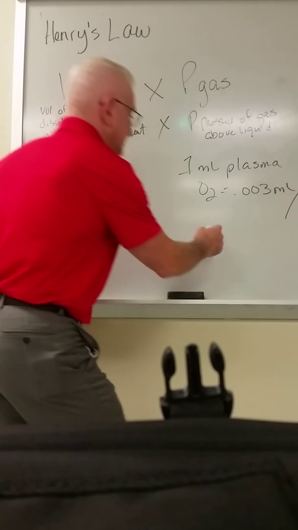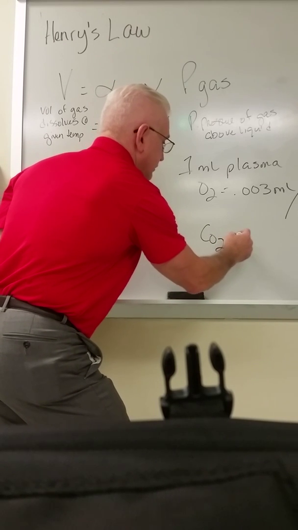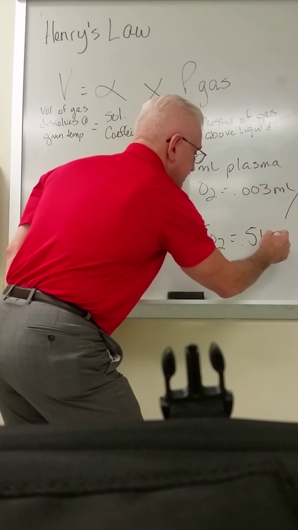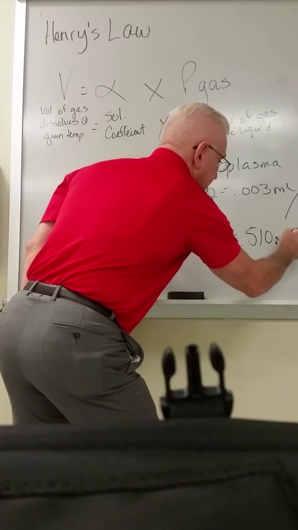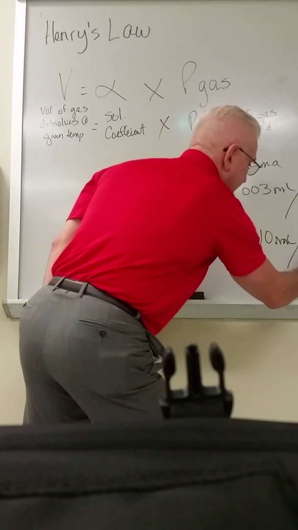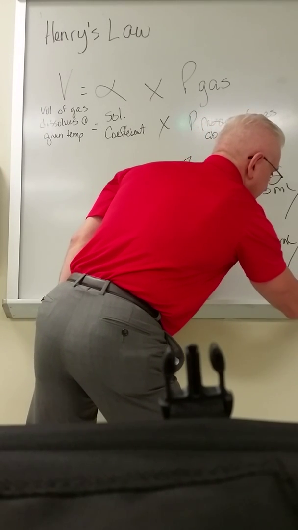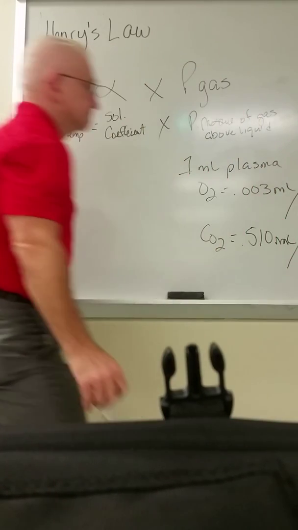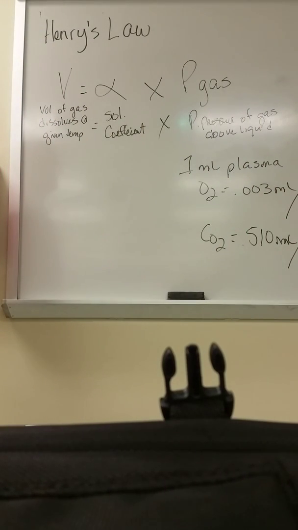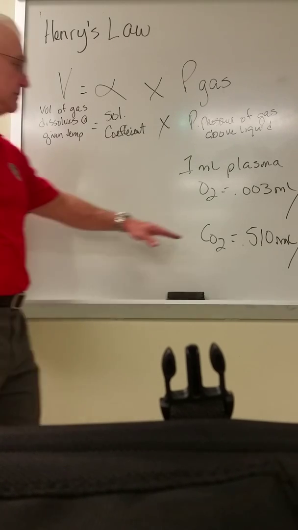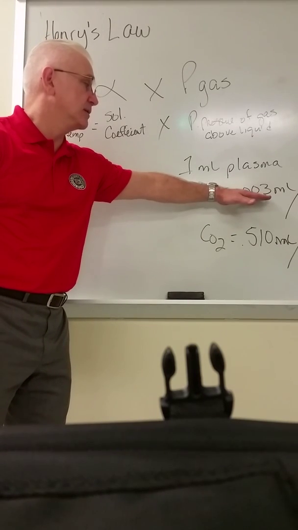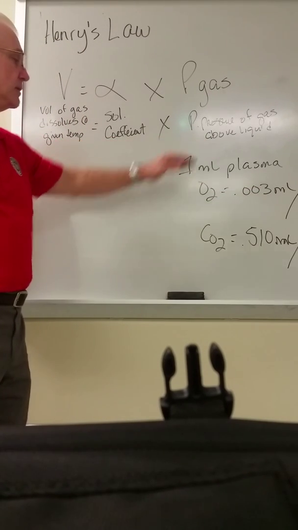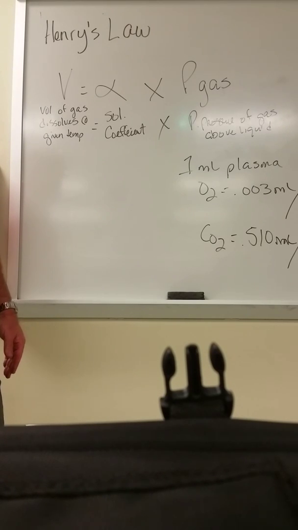If I was looking at CO2, it would be approximately 0.510 milliliters of CO2 that will dissolve in 1 milliliter of plasma. So here we have the solubility coefficient, the amount, and then the partial pressure of the gas above the liquid.